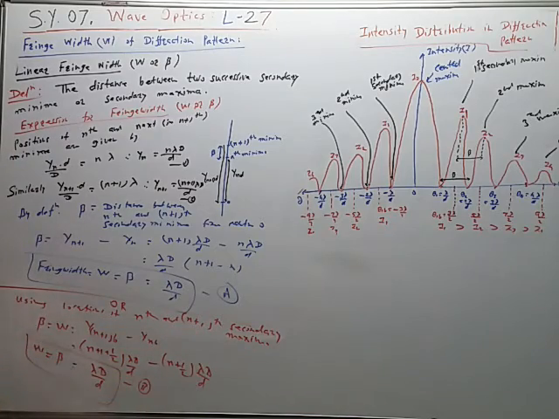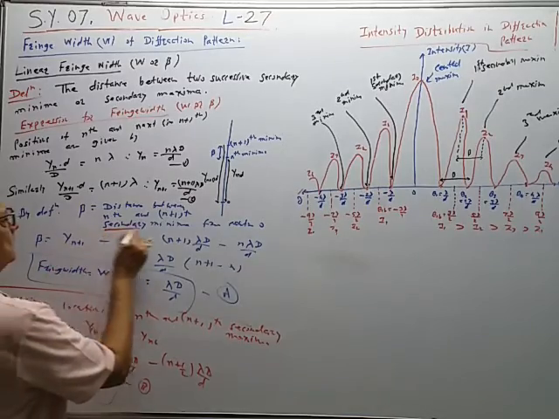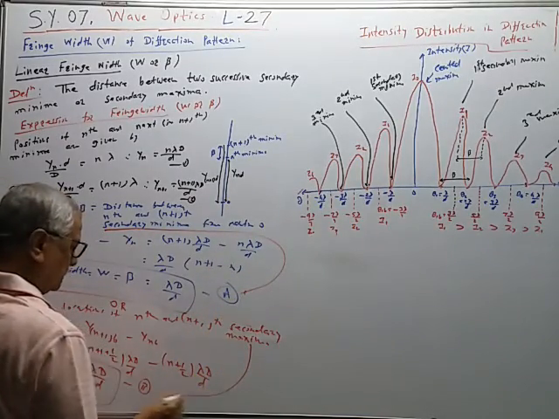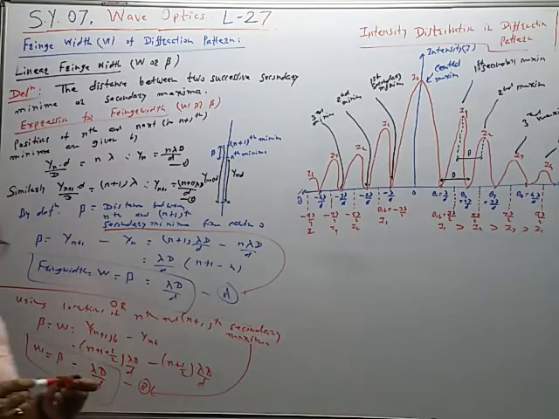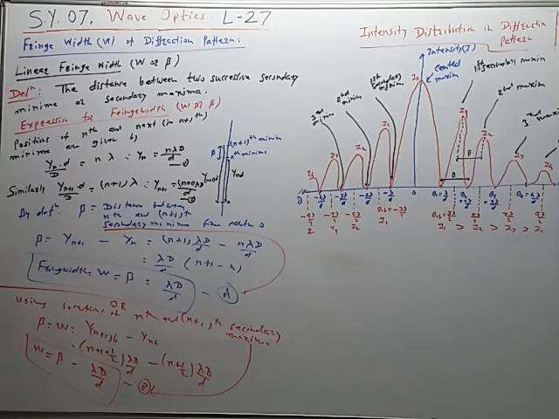So equation A and equation B give the fringe width for secondary minima and for secondary maxima. Both are the same. So the value of the bandwidth is equal for secondary maxima and secondary minima. But the case of the central maxima is different, so you can give that value separately.